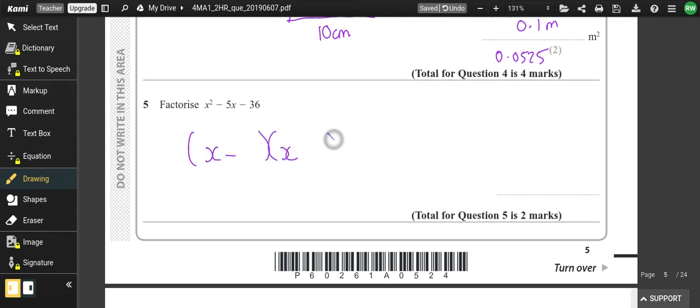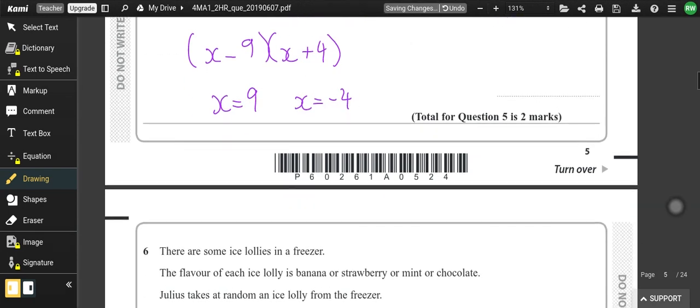Pretty much everyone did this correctly. One of you got it the wrong way around, but remember you can put this into your calculator and it will give you the opposite value. So x minus 9, x plus 4. If you did it on your calculator, you would get x equals 9 and x equals negative 4. So you just reverse those for the brackets.